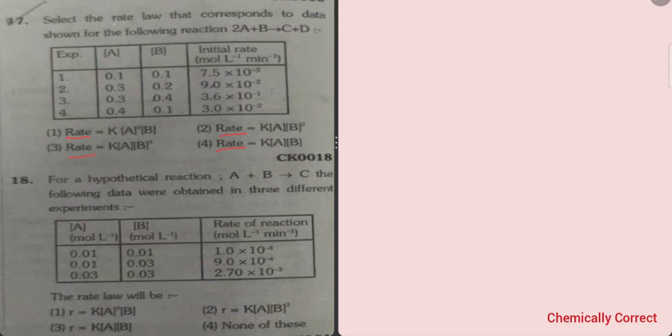The question is, select the rate law that corresponds to the data shown for the following reaction: 2A plus B gives us C plus D. Four different data sets are given. For this question, the key concept is the rate law expression.